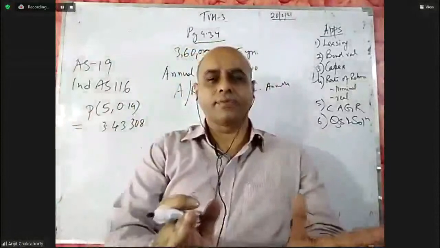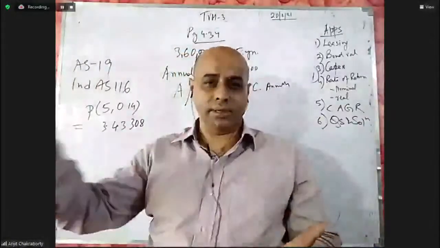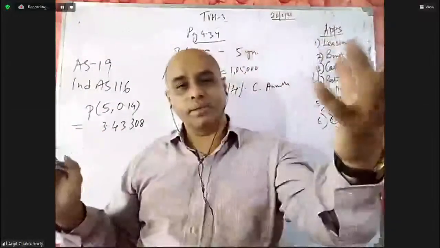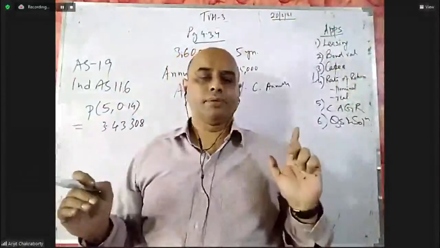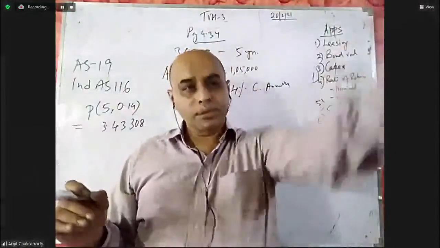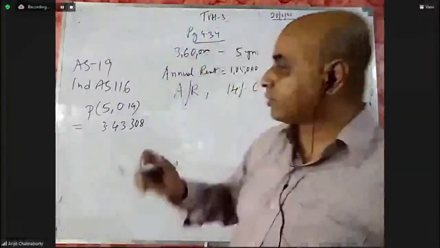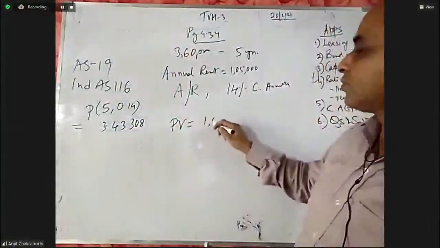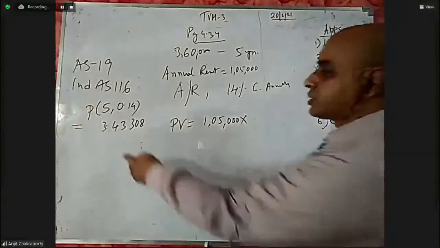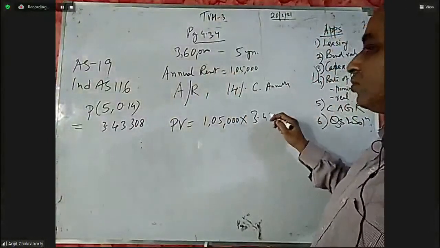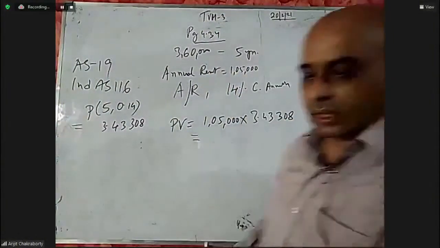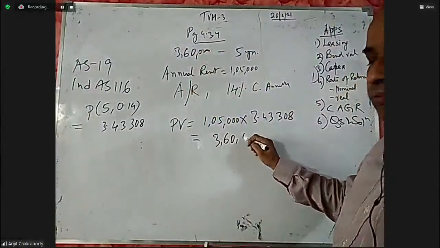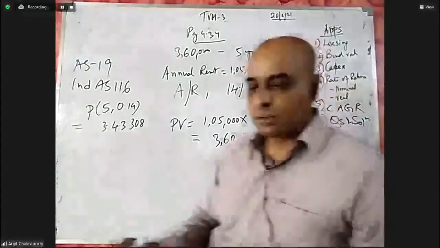1,05,000, again 1,05,000, and the money is reinvested, I mean, you are getting interest. You will get an amount of money after 5 years. Now, what is the present value of that amount? That means if 5 years later the amount is so much, what is the equivalent amount today? That is the present value. If you apply the present value factor which is given, it will be equal to the cash flow, 1,05,000, into 3.43308. If you calculate, this comes to 3,60,473.40.